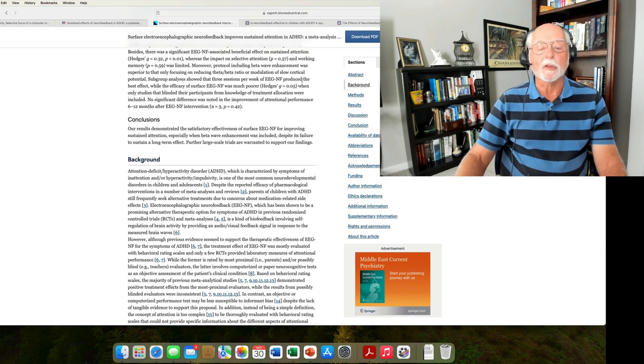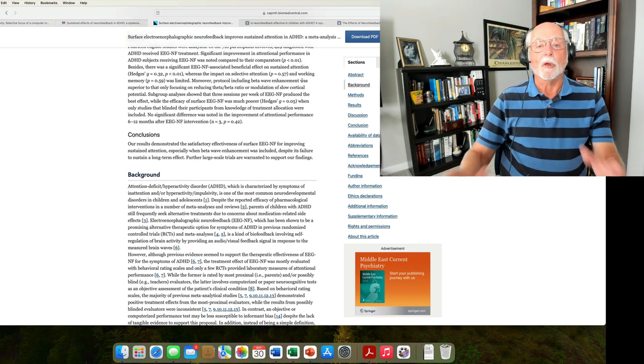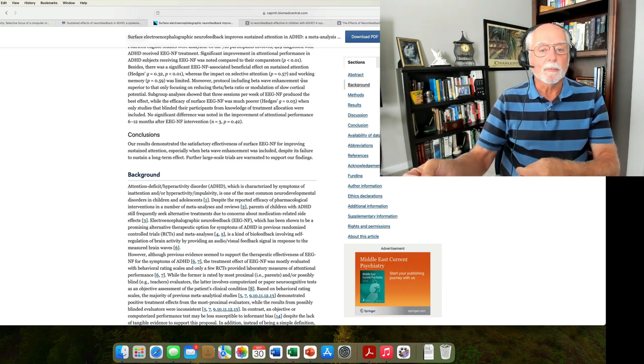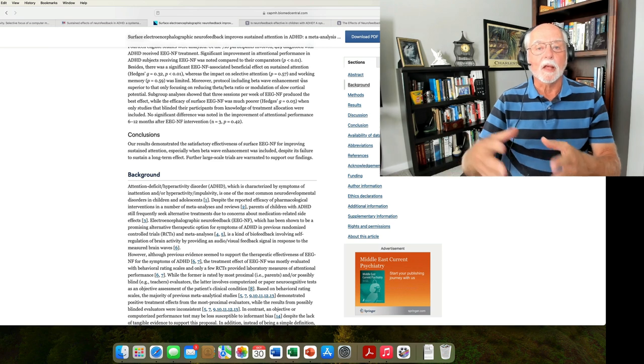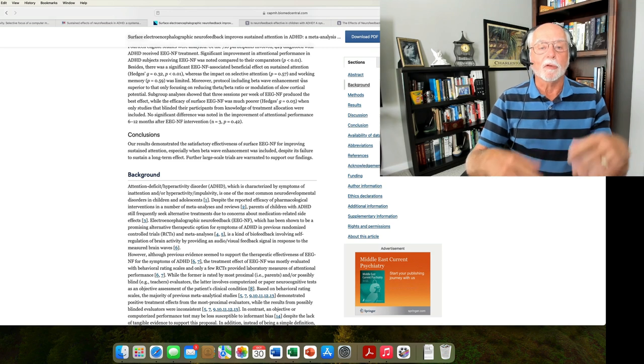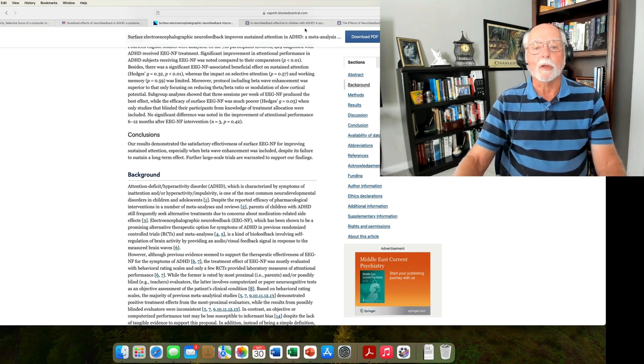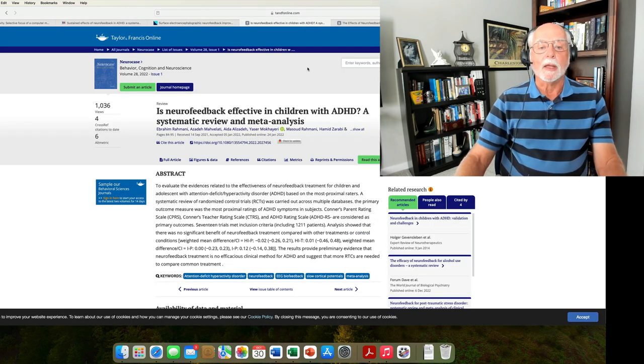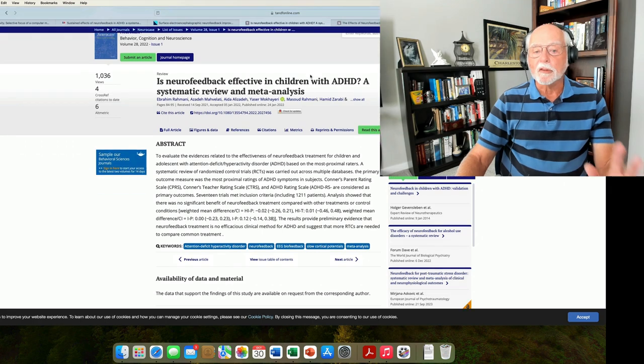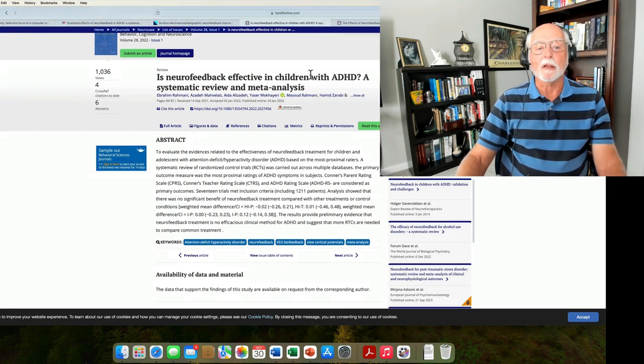Indeed, no significant differences there. So what are we seeing in this review? The more rigorous the study, the more active the placebo control group, the less likely one is to see effects of neurofeedback. But if all you do is look at lab measures and look before and after at neurofeedback, it looks pretty good.